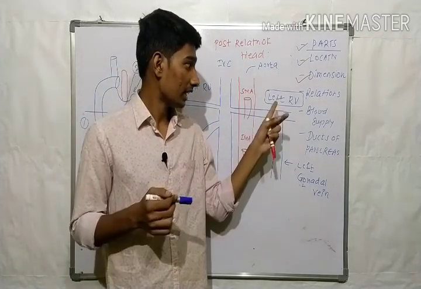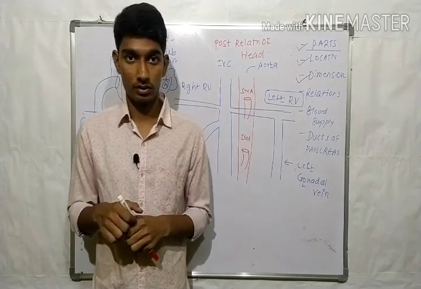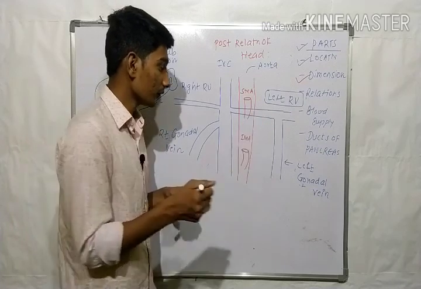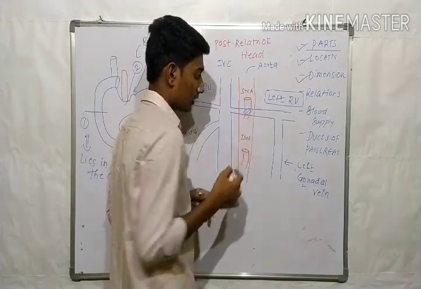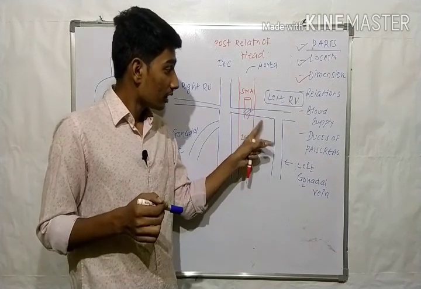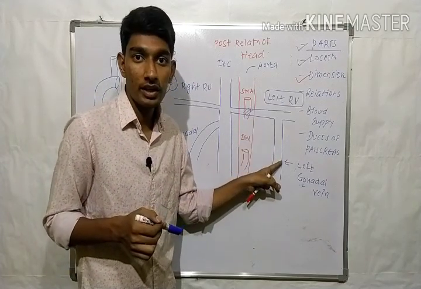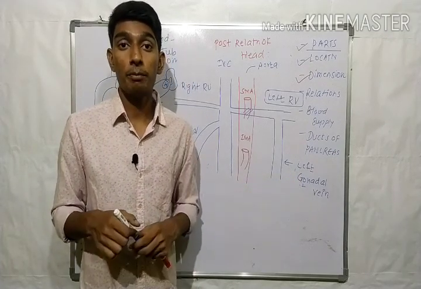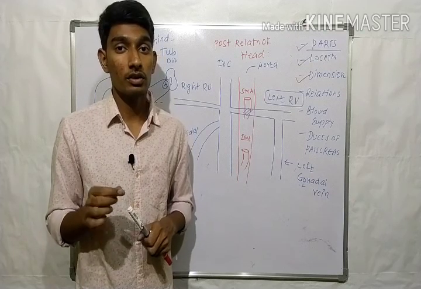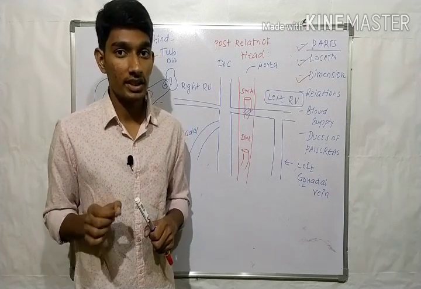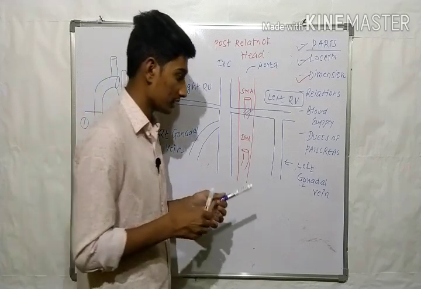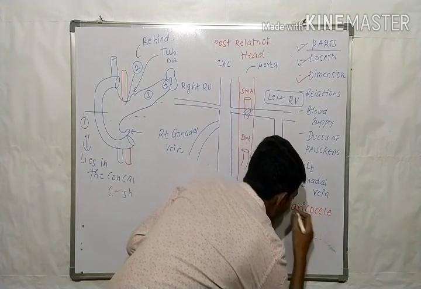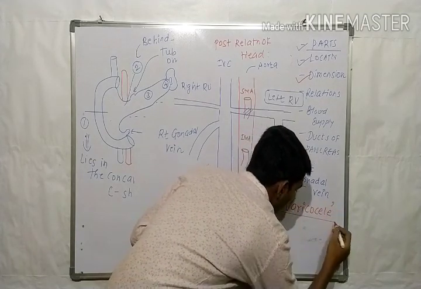So if this left renal vein gets compressed, then left gonadal vein gets dilated, and as left gonadal vein gets dilated, there is a dilatation of pampiniform plexus around the vein, and as there is a dilatation of pampiniform plexus, there is a varicocele. Therefore this is an important point.